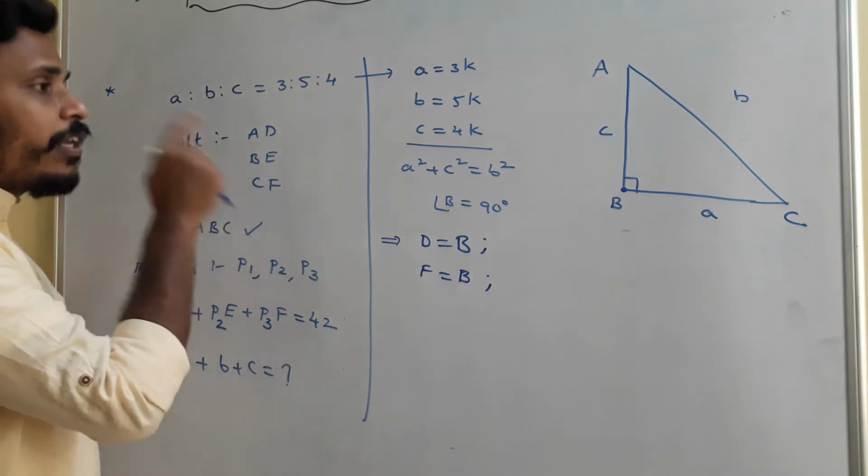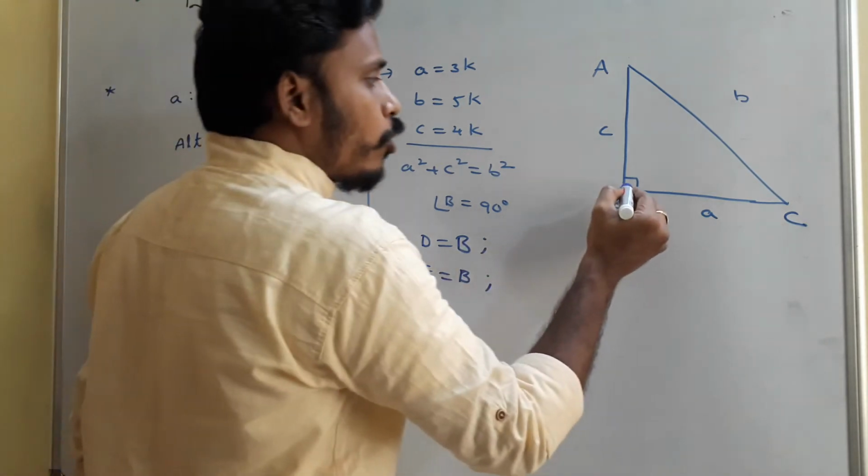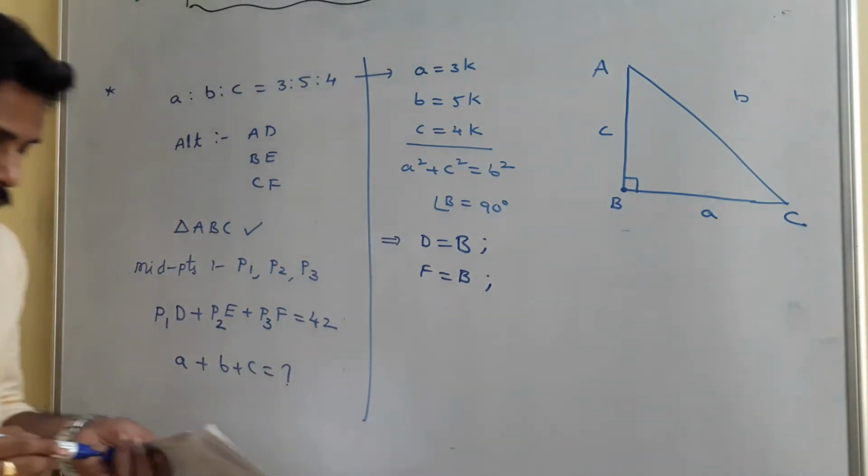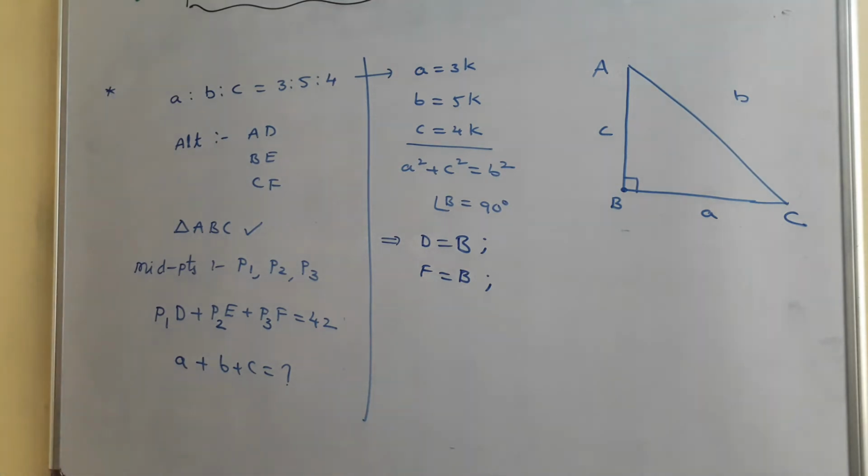And then BE is the altitude, right? That's what you need to fix. BE is the altitude from vertex B to the opposite side. So you just draw that altitude.